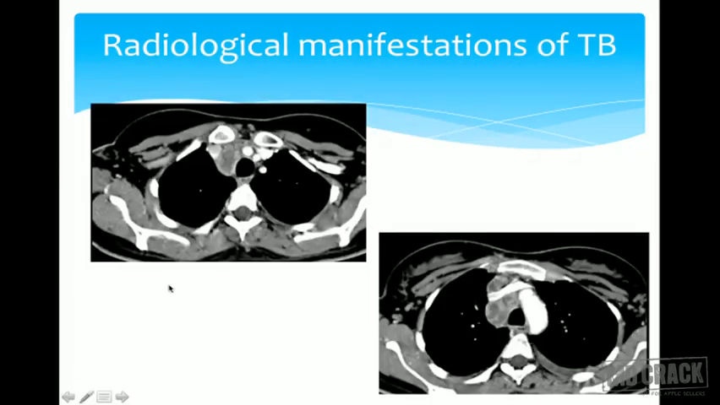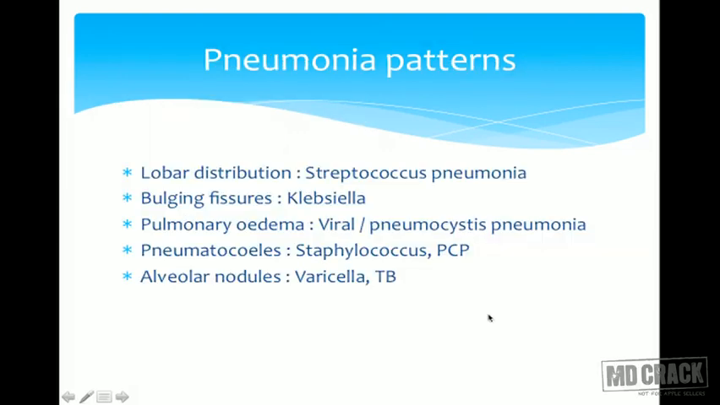Over here, what we get is a necrotic lymph node. It is in the right paratracheal region. Over here also, right paratracheal and pretracheal region. These are your manifestations of tuberculosis.